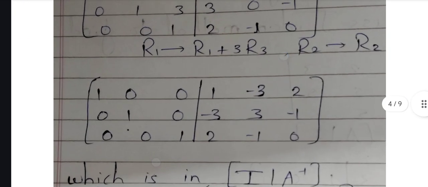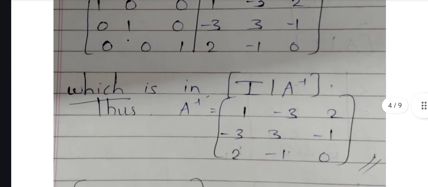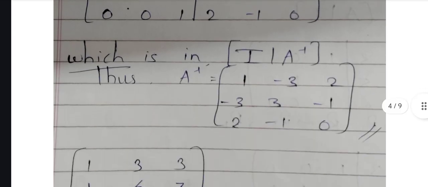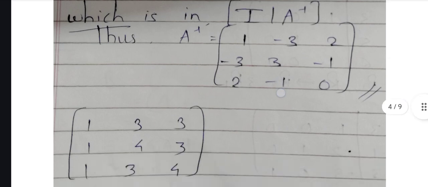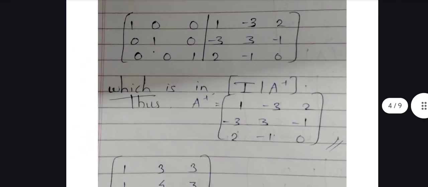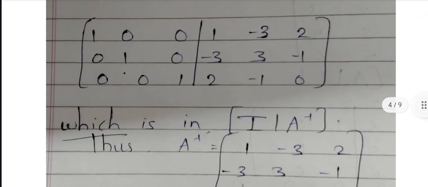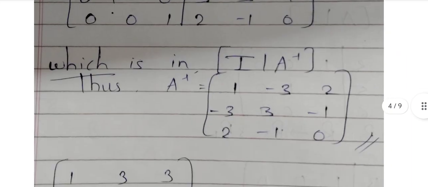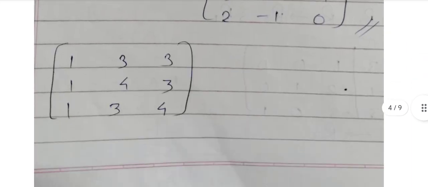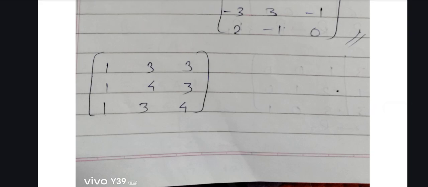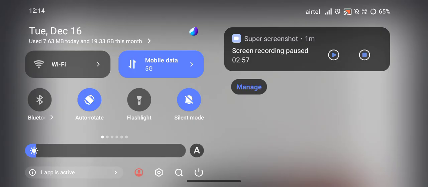After all, finally we have got an identity matrix which is in IA form. First it was in AI form, after that we have converted it into IA form. Thus, the A inverse will be the new matrix that is formed after the identity matrix is formed on the left side. Let's take one more example on this.